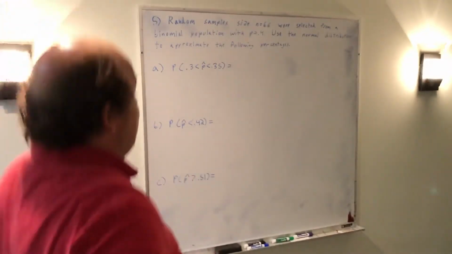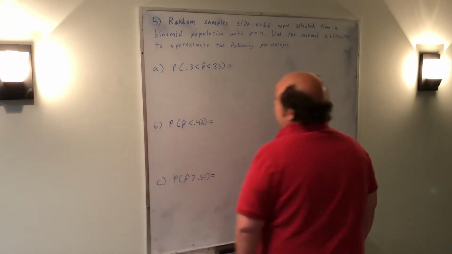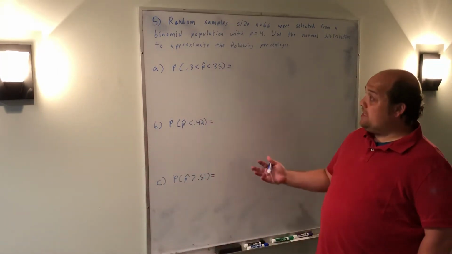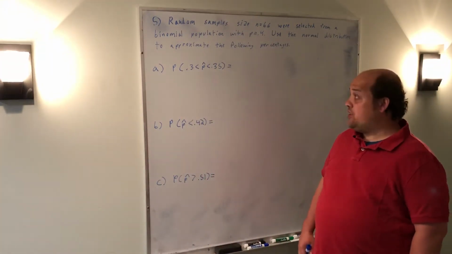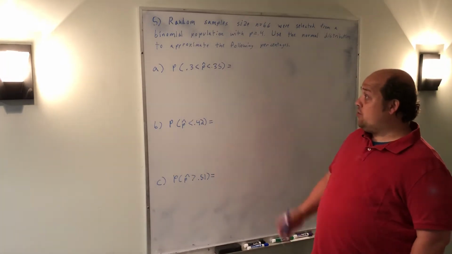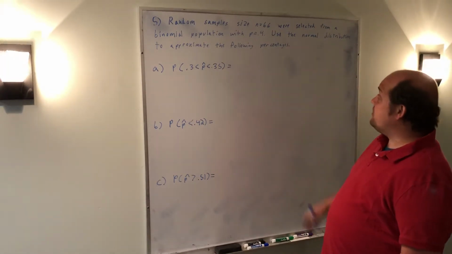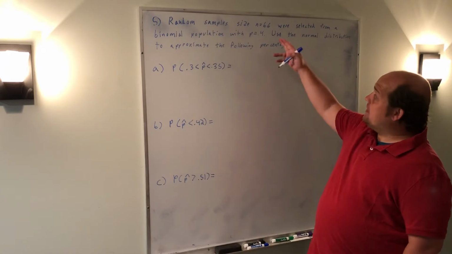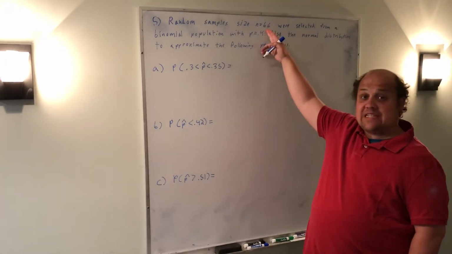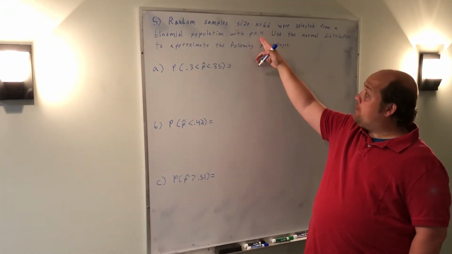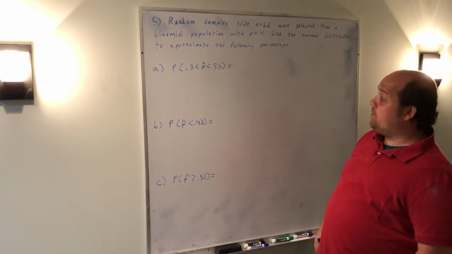We're now going to use a given binomial population in order to solve for probabilities that a sample drawn from that population would be between certain values of p hat. So in this case, we're taking a sample of size 66 from a population with p equals 0.4.